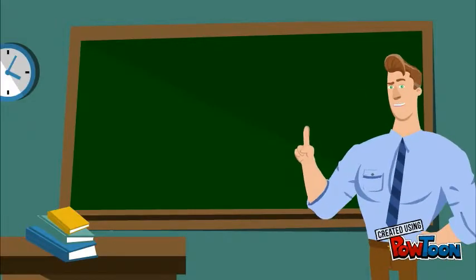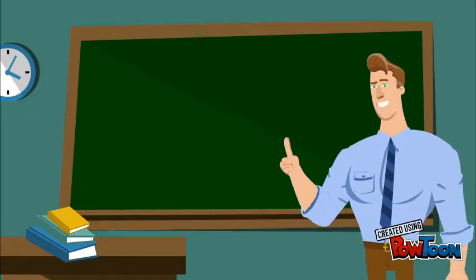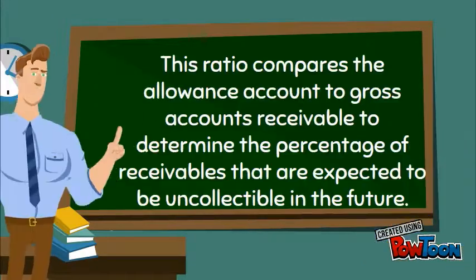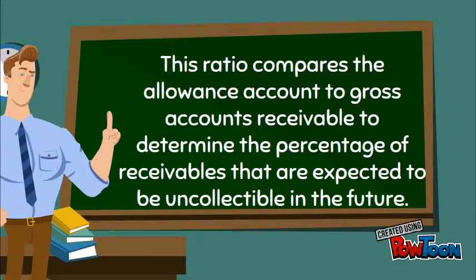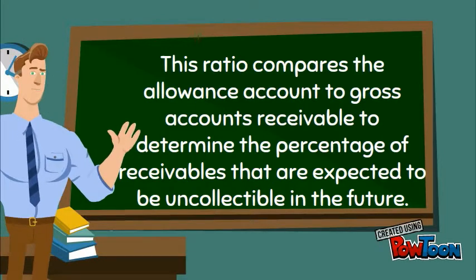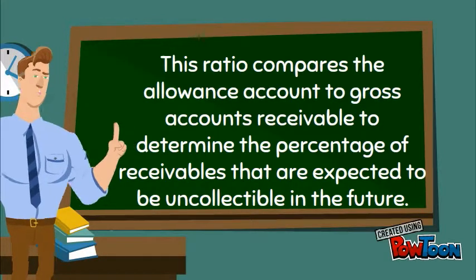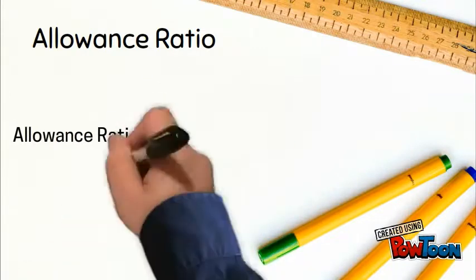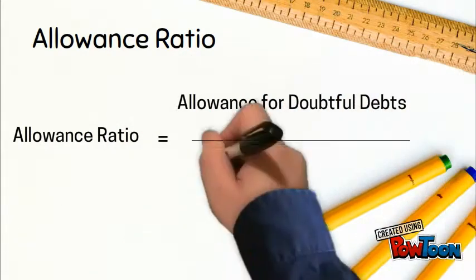Lastly, one additional ratio that is useful in analysing a company's management of receivables is the allowance ratio. This ratio compares the allowance account to gross accounts receivable to determine the percentage of receivables that are expected to be uncollectible in the future. This ratio is calculated by dividing the allowance for doubtful debts by the gross receivables.